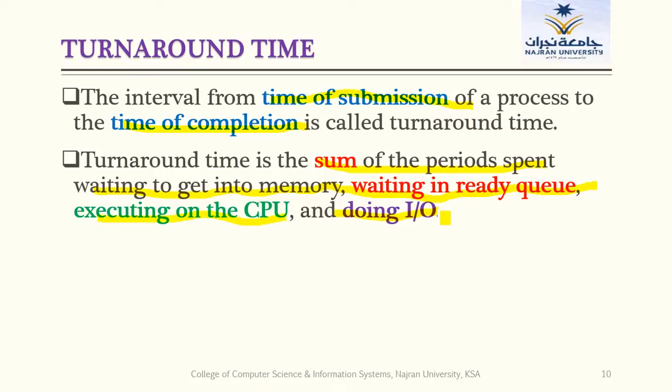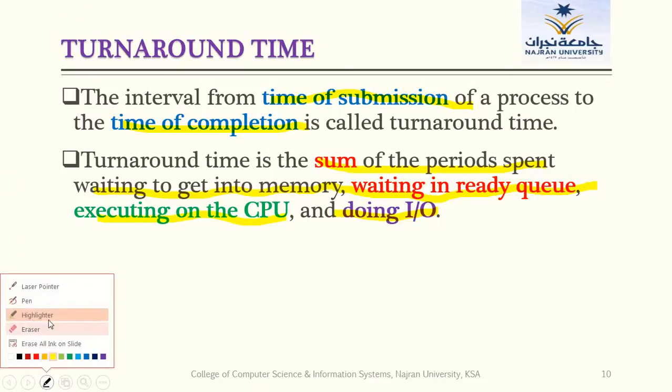Now we have five states in the state diagram: ready state, waiting state, running state. These three states are very important. So how much time passes from when we submitted the process to when it finishes work? Of course, this will be the combination of all the time when it was in ready state, when it was in waiting state to get some IO or any other resource, and when it was in running state. So the sum of all these times is called turnaround time.